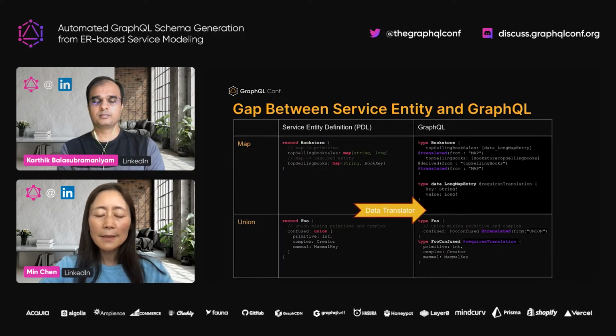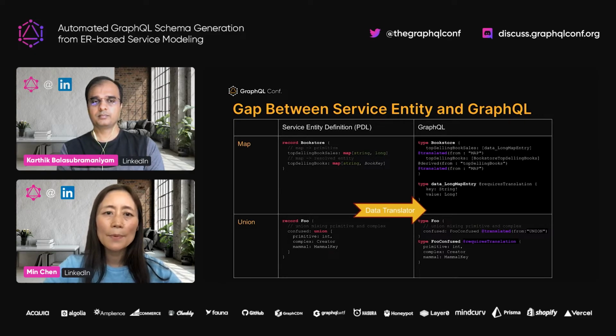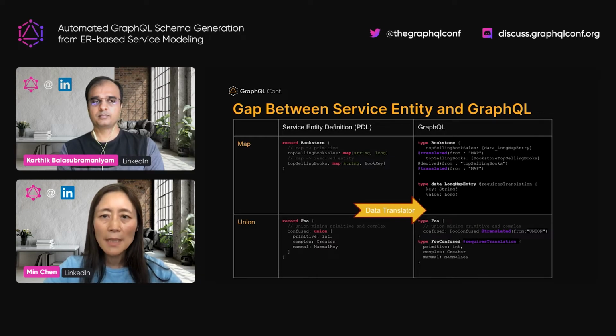There's a third issue we encountered when we built this automatic generation GraphQL schema: the data type system gap between our service entity schema definition and the GraphQL type system. In the RESTful service infrastructure we used, it used the Pegasus data language to describe the entity schema, and it has two important data types that are not covered in the GraphQL type system.